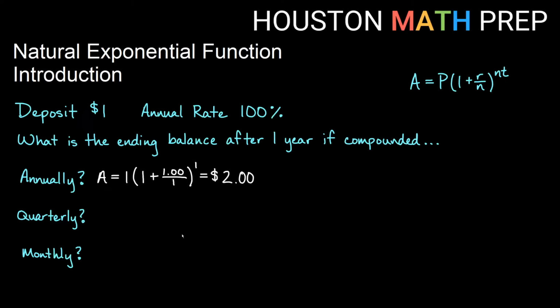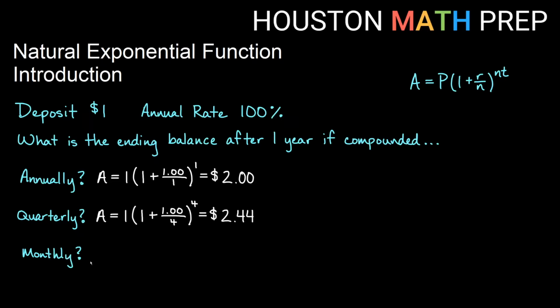If I look at the next one, which is compounding quarterly, that means I'm going to compound the same interest rate but 4 times in 1 year. So we'll break up our interest rate into 4 pieces and use it 4 times. Compounding quarterly gives us actually $2.44. So we get a sizable increase compounding quarterly versus compounding annually.